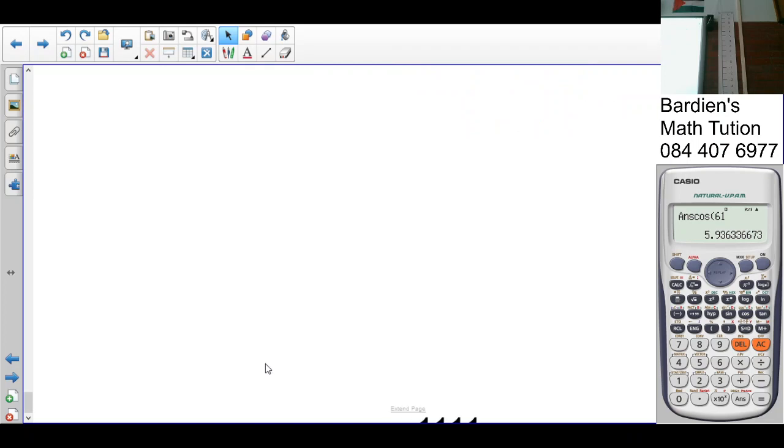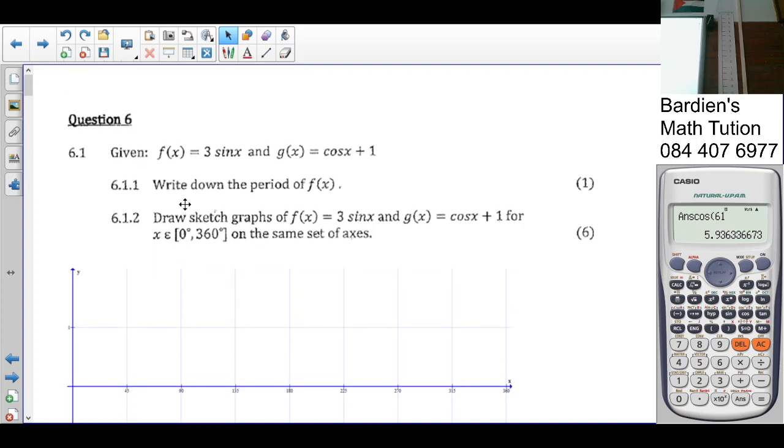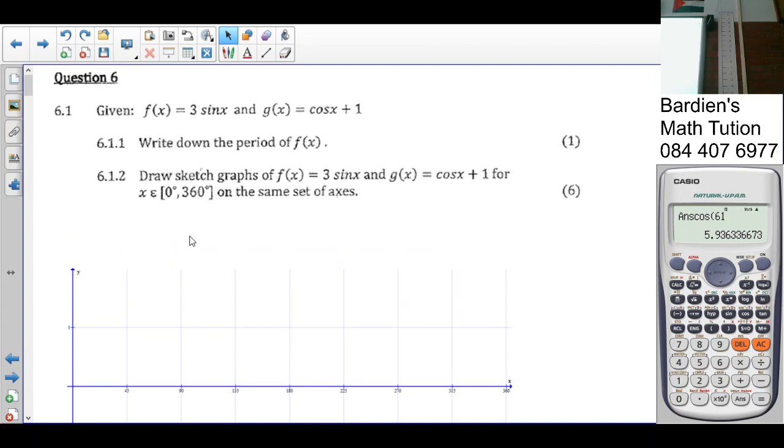The next question. Question 6. In question 6 it says, write down the period of f of x. What's the period? The time taken to complete one full cycle. f of x is the sine curve. So what's the period of that graph? 360. What's the period of the g graph? 360. What's the amplitude of the f graph? 3. What's the amplitude of the g graph? 1. Okay.